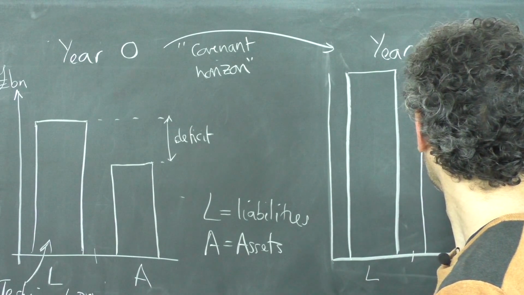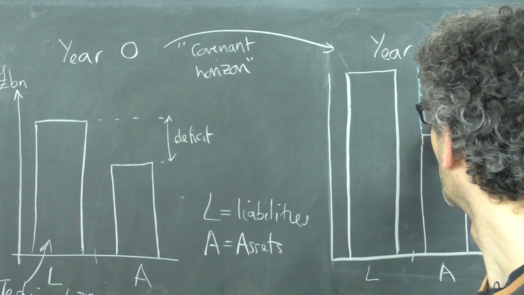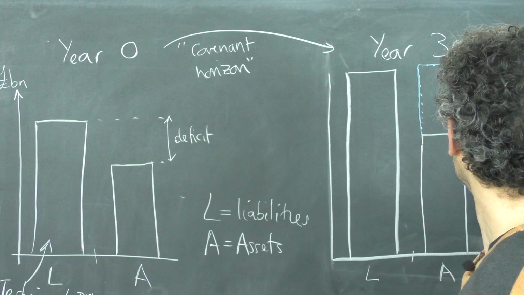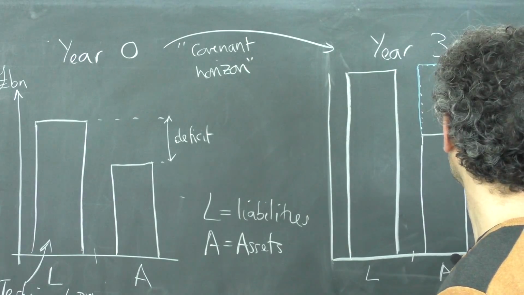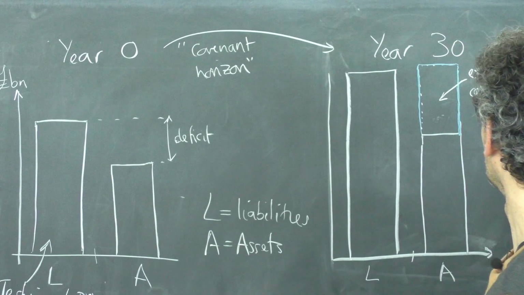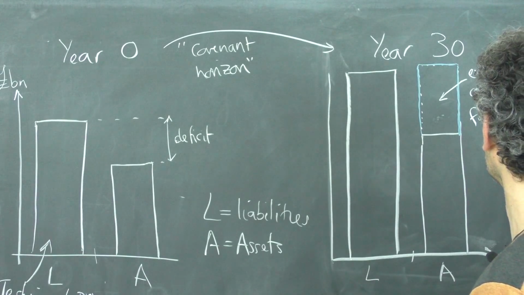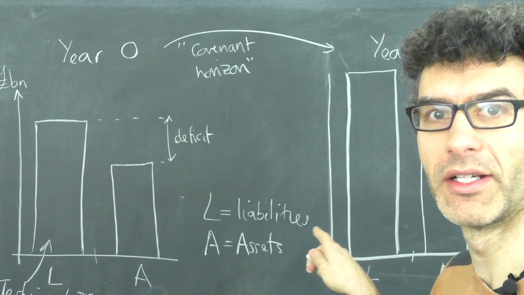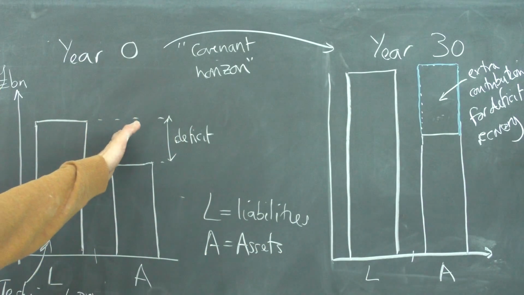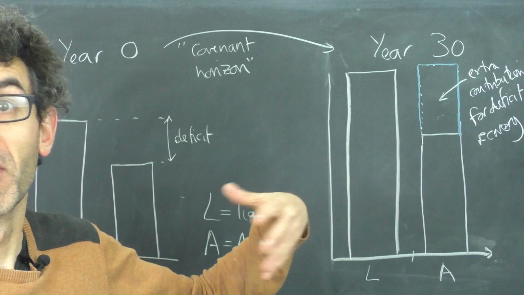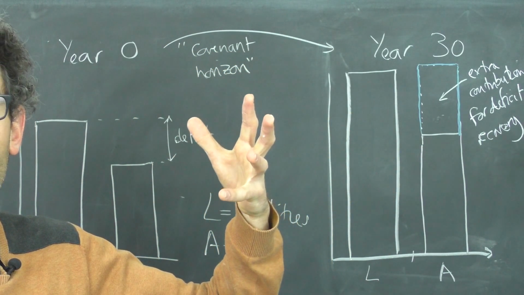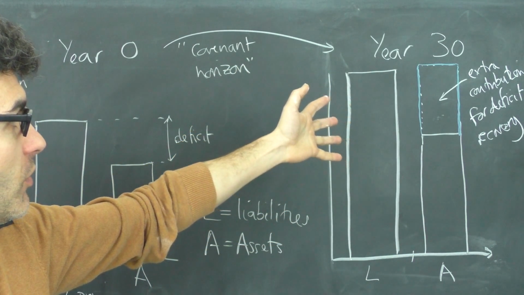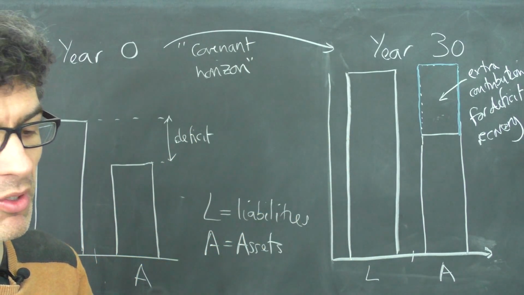Okay, we now have an extra chunk on the top, not just contributions from the employer, but extra contributions for deficit recovery. Okay. So year 30, things are looking good. The idea is we had a deficit here. Somehow USS changes the contribution rate or the benefits for the scheme, and that means that in year 30 we're back to a balanced scheme. That's the approach that's generally taken.